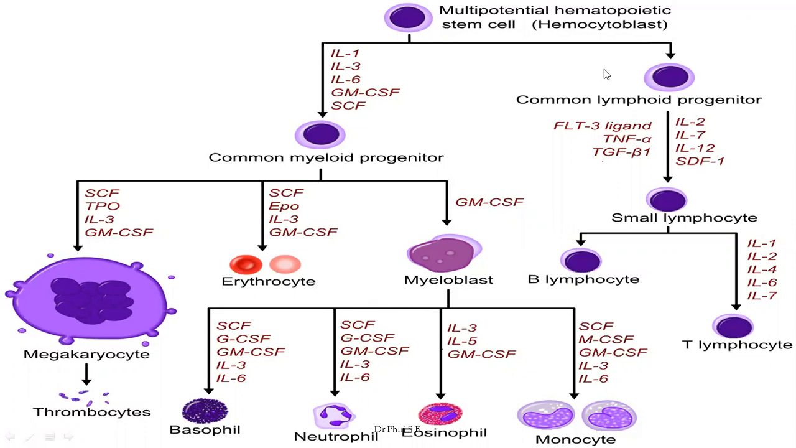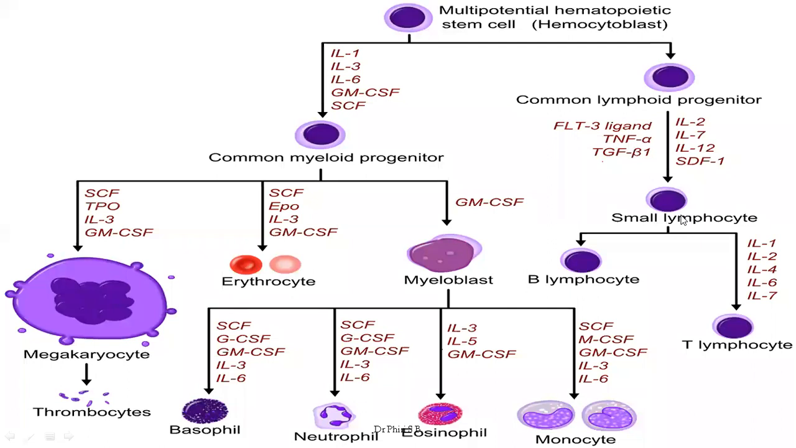And then on the other side, you have the common lymphoid progenitor cell. This common lymphoid progenitor cell can be stimulated by FLT3 ligand or tumor necrosis factor, or sometimes it can be stimulated by transforming growth factor. Then you also have interleukins here, interleukin 2, 7, and interleukin 1, 2, and you can also have what is known as the stroma cell-derived factor. The stroma cell-derived factor can stimulate the common lymphoid progenitor cell to become the small lymphocytes.